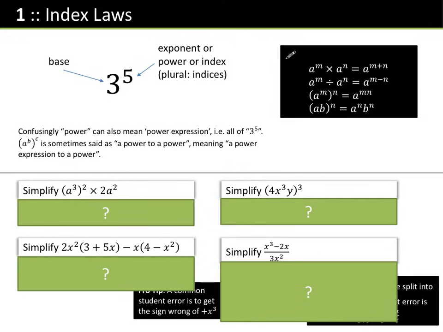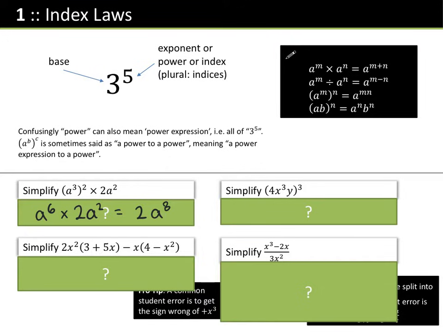So we're just going to simplify. So here we go. We're going to start with a cubed to the power of 2. We're going to multiply the powers. So we're going to get a to the power of 6 times 2a squared. Now, we are going to multiply the numbers together, which is 2, and then we're going to add the powers, a to the power of 8.